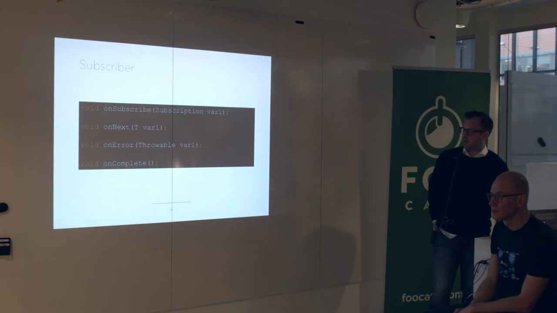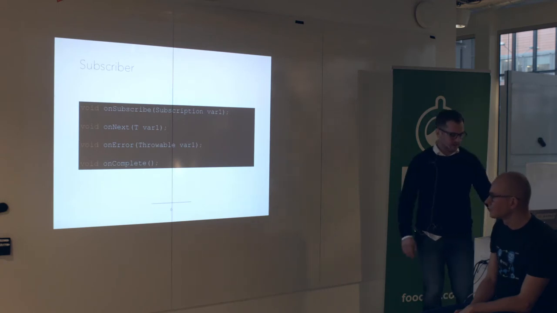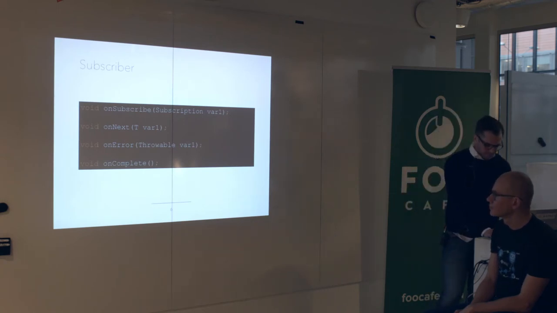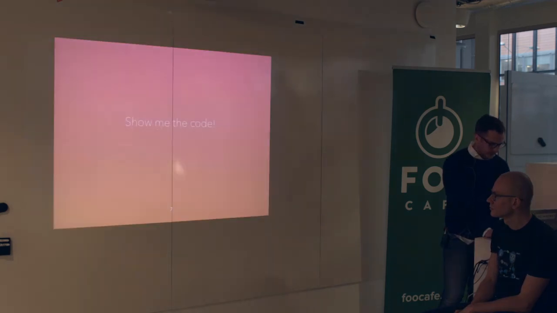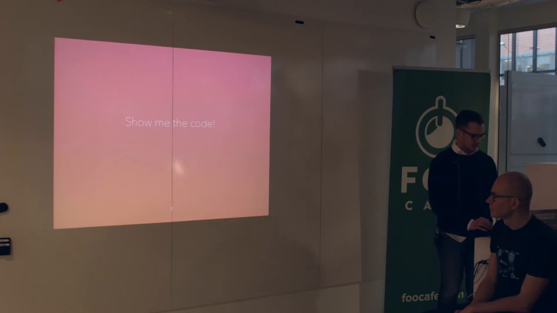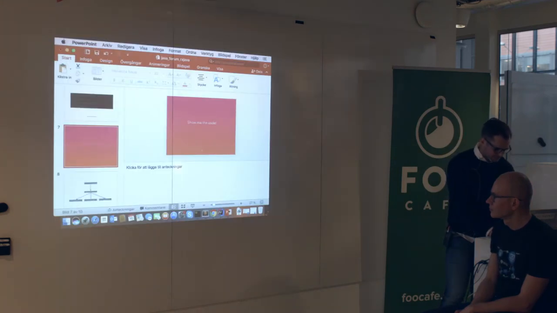And both onError and onComplete are what you call terminal states. So after any one of those is called, the observable is dead, so to say. Okay, so now to the fun part, some code to show you more about how it could look.